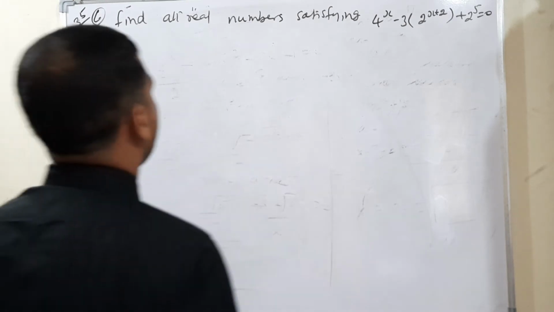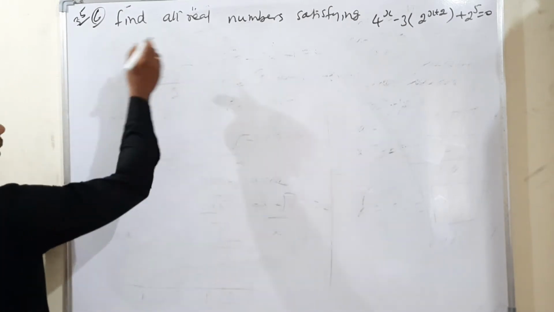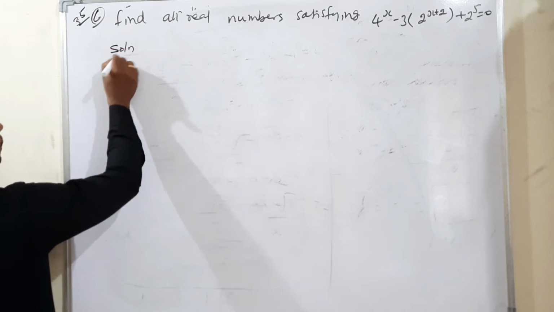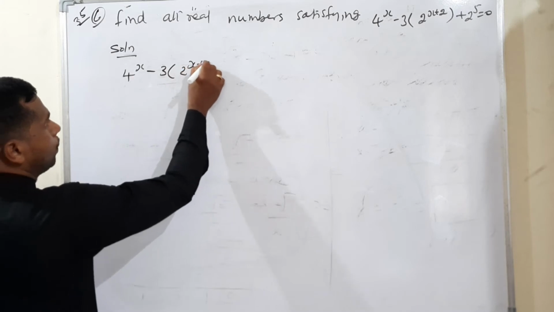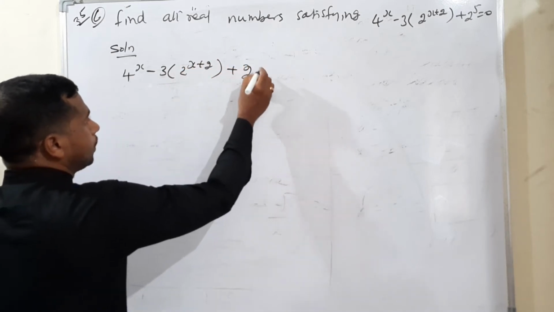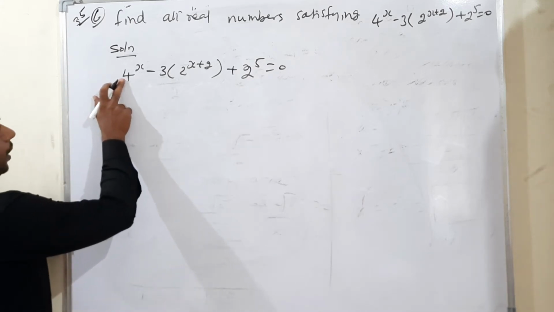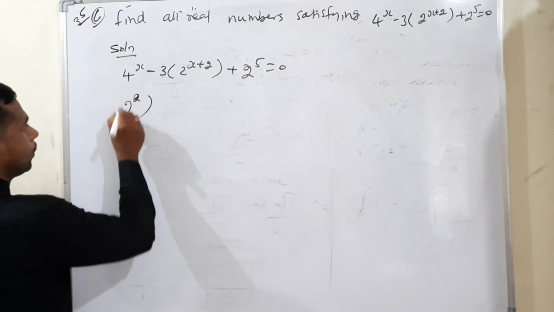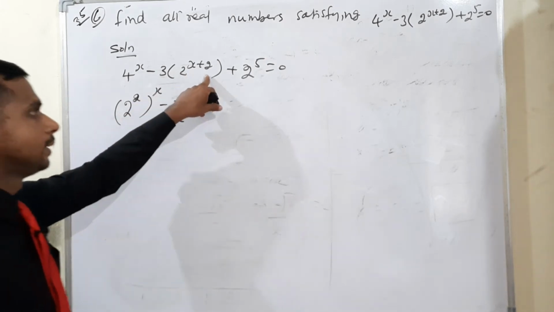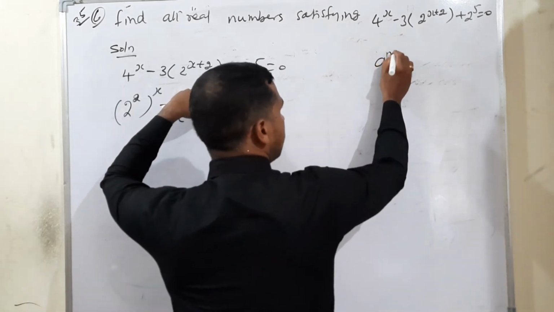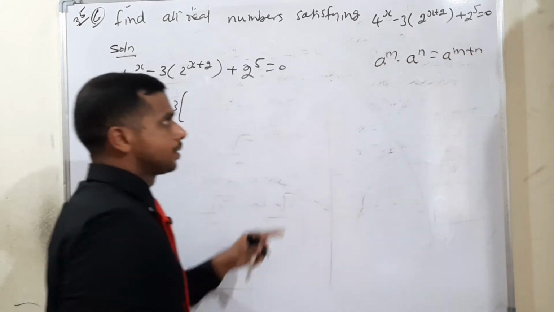What is the question? Find all real numbers satisfying the condition. I would like to write the question once again. Solve 4 power x minus 3 into 2 power x plus 2 plus 2 power 5 is equal to 0. So, you just have to rearrange it. Instead of 4 we can write 2 power 2, the whole power of x, minus 3 into. So, law of indices: what is the meaning? A to the power m into a to the power n is equal to a to the power m plus n. Just reverse it.